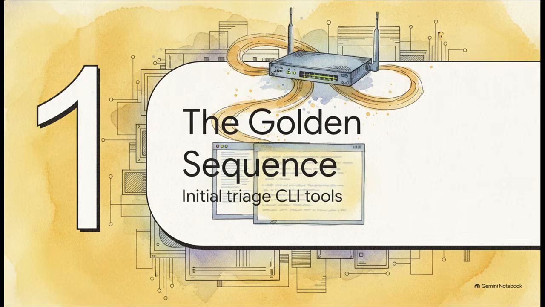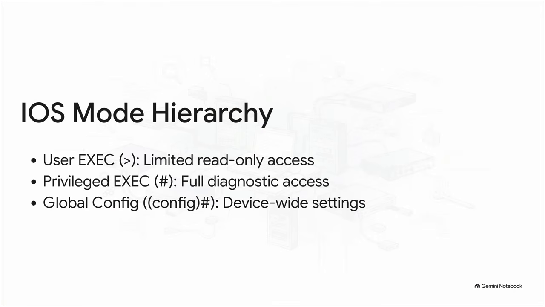Section 1, the golden sequence. All right, before we can solve the mystery, we have to establish a baseline of control over our router. To execute commands, we first need to understand where we actually are within the system. You see, Cisco IOS operates in a really strict hierarchy of modes. Think of it kind of like physical building security, right?